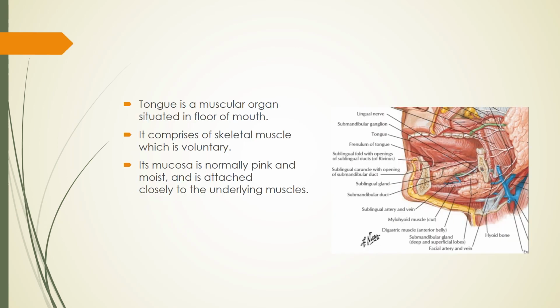Tongue is a muscular organ situated in the floor of mouth. It comprises skeletal muscle, which is voluntary, and its mucosa is normally pink and moist and is attached closely to underlying muscles. It is associated with the functions of taste, speech, chewing and deglutition.